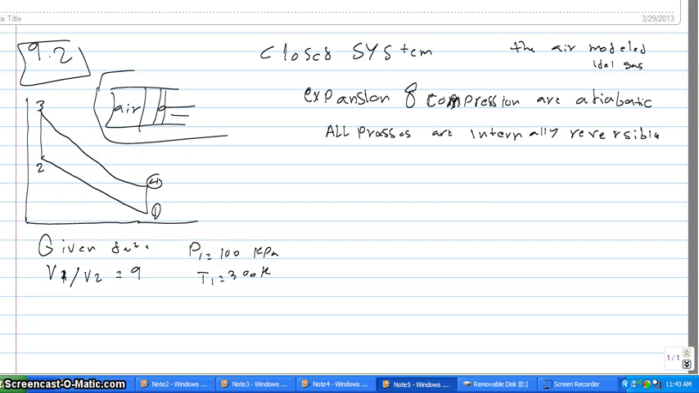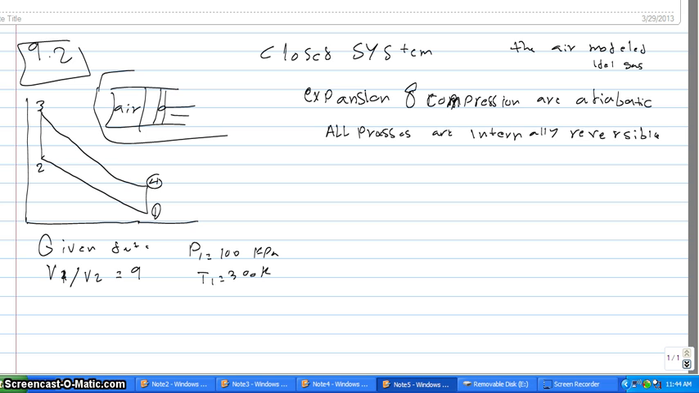Hello everyone, I'm doing problem 2 from chapter 9. It asks for the net work in kilojoule per kilogram of air, the thermal efficiency of the cycle, and the mean effective pressure in kilopascal.